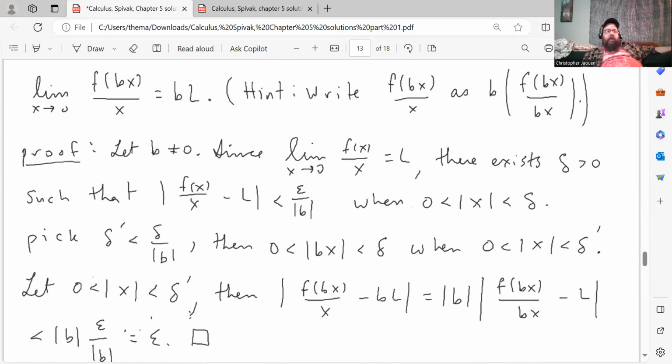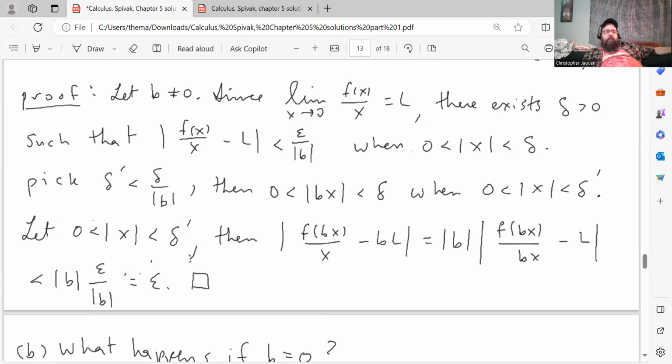We can pick delta prime less than delta over absolute value of b. If we do that, then this expression, absolute value bx, will be greater than 0 and less than delta. Sorry, I wrote this backwards. 0 less than absolute value x less than delta prime implies this, because delta prime is less than this. So that implies that absolute value bx is less than delta and positive.